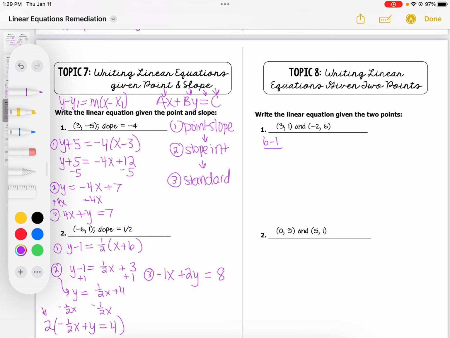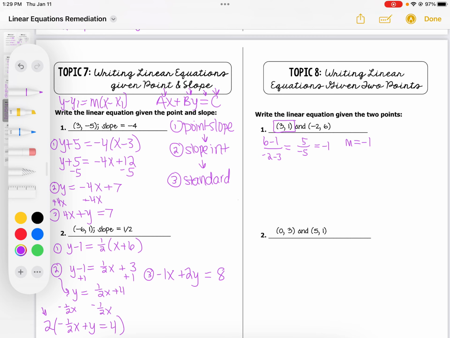For number 1, to find the equation, first thing we have to do is find the slope. 6 minus 1 over negative 2 minus 3 would be our starting point. We get 5 over negative 5, that equals negative 1. That means our slope is negative 1. If the question said create the equation in point-slope form, we could be done.